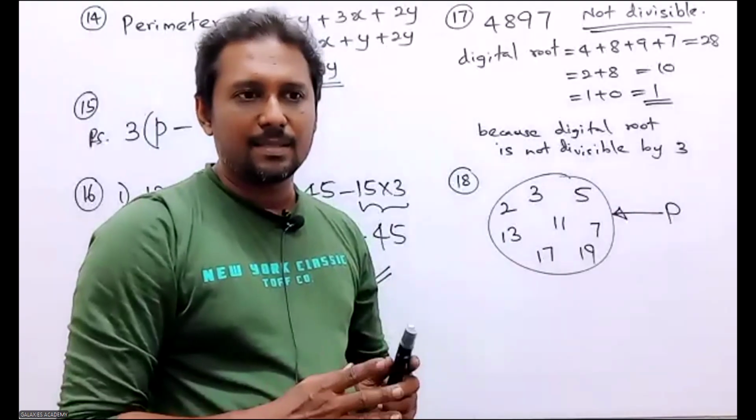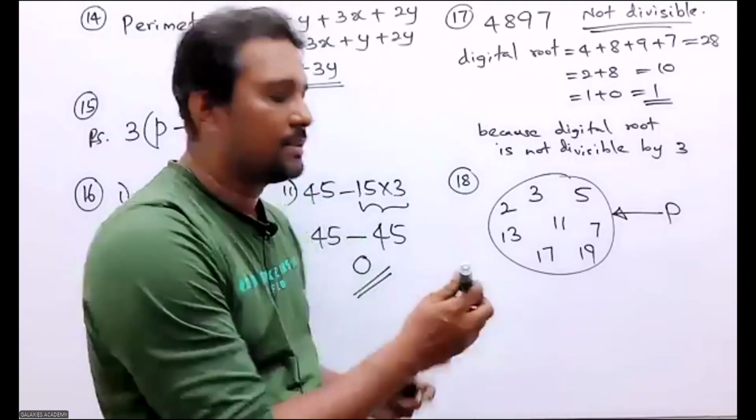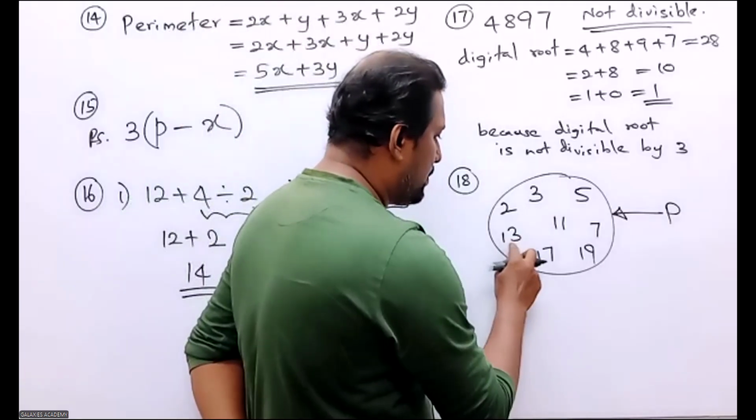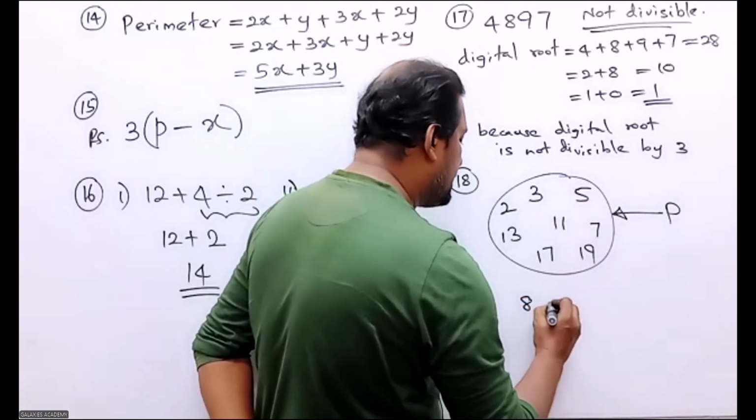It is one answer. Then another question asks, how many elements does it have? So how many elements? 1, 2, 3, 4, 5, 6, 7, 8. 8 elements.